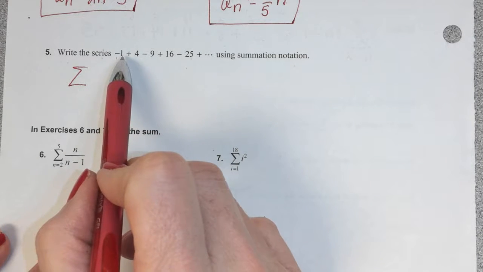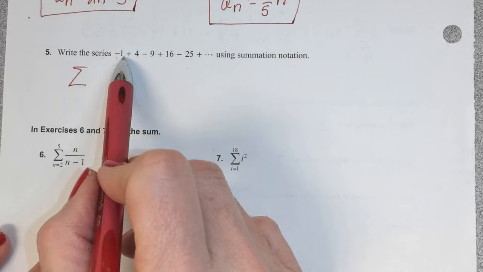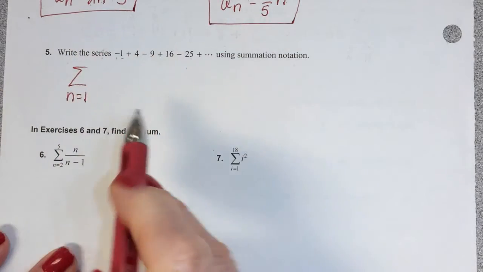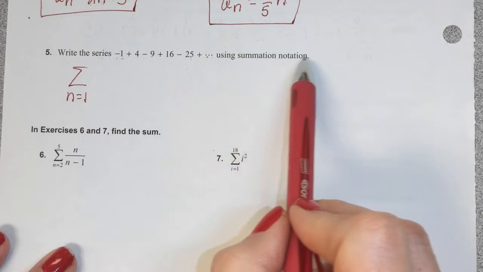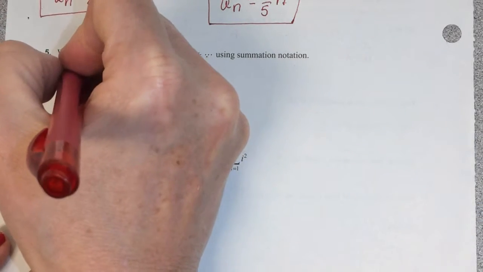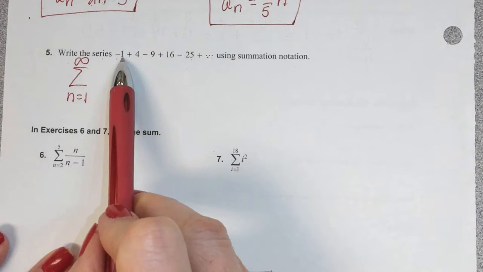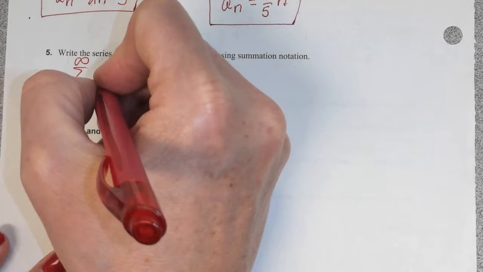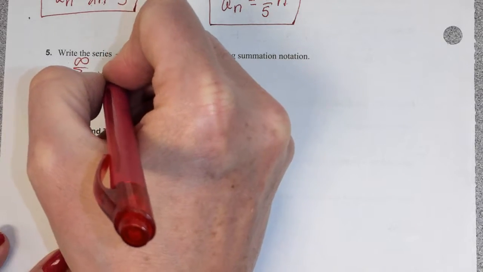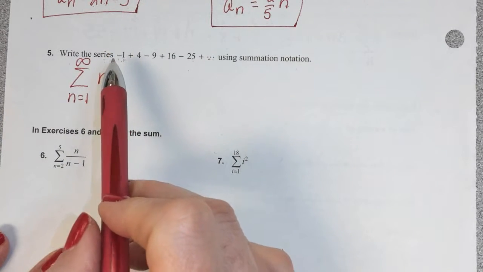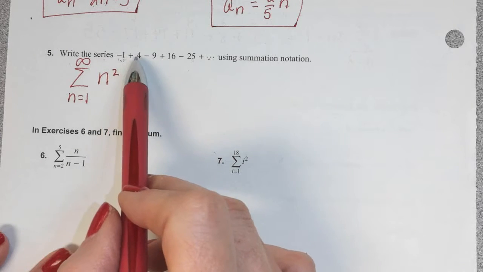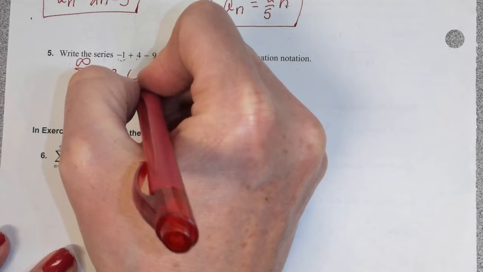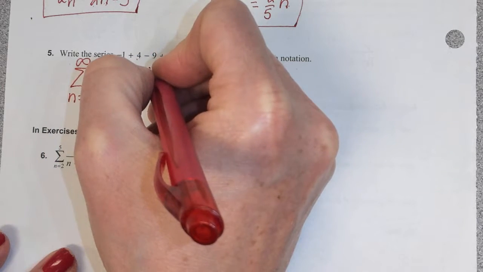Where is this starting? N equals 1. Where is it ending if it goes dot, dot, dot? Infinity, right? So what's happening every time? The 1 is getting what? Squared, right? So it's going to be n squared. But something else is happening too. The signs alternate. They go negative, positive, negative, positive. That means I'm going to have a negative 1 raised to a power.